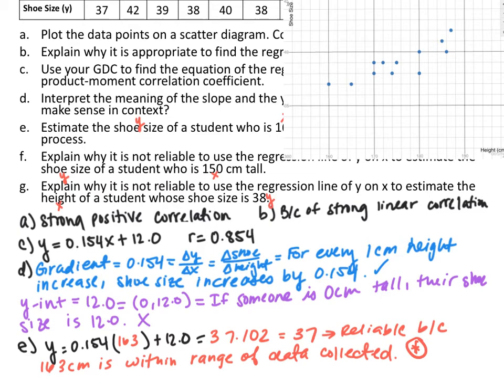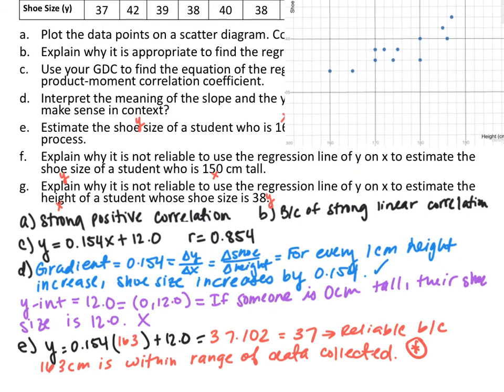And we also only predict when we're given an x coordinate because that's the independent variable. So using that information, answer questions F and G. Why is it not reliable to use the regression equation to estimate the shoe size of someone who's 150 centimeters tall? And why is it not reliable to estimate the height of somebody who has a shoe size of 38?